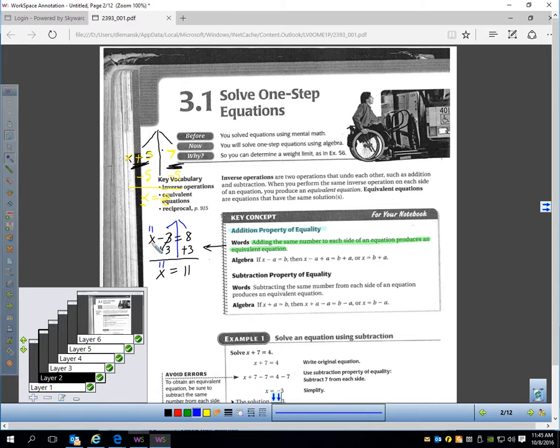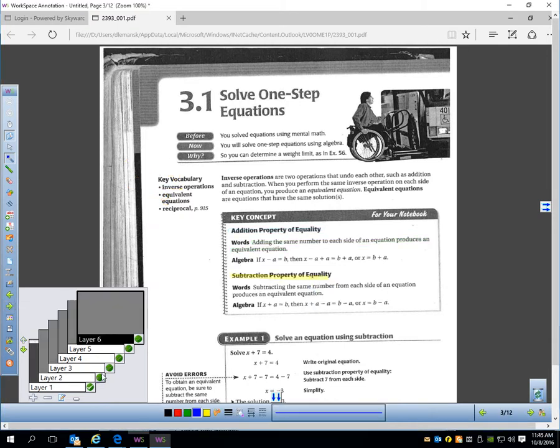If I put 11 in for x in this equation, it's equal, but look what happens if I put 11 up here. 11 minus 3 equals 8. Both of these equations are equivalent. My balance scale always stayed balanced. This property allows me to keep my equation valid if I add the same amount to each side.